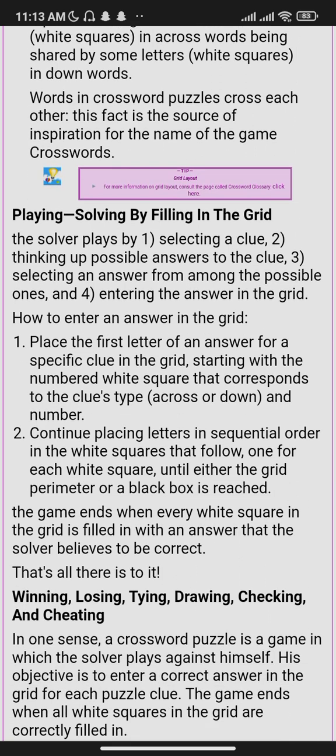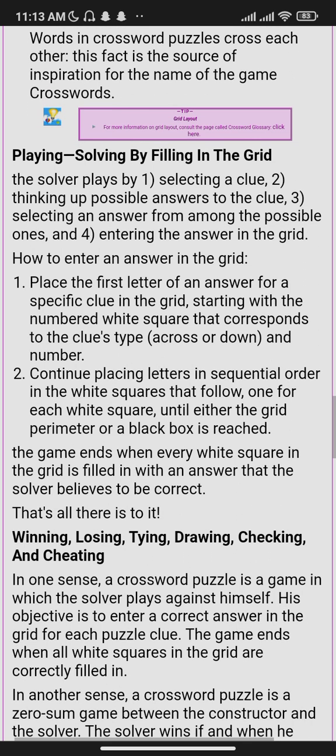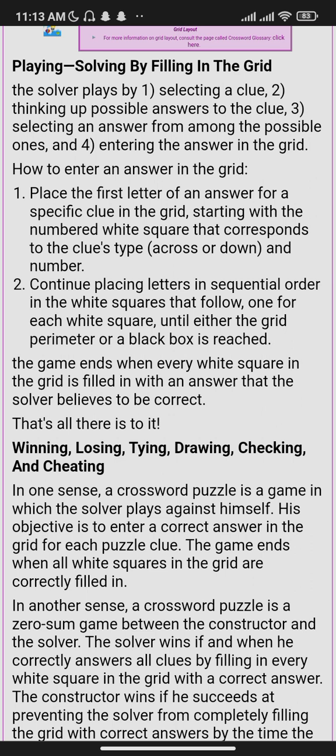The solver plays by reading the clues, thinking up possible answers to the clues, selecting the answer from among the possible ones, and entering the answer in the grid. How to enter the answer? Place the first letter of the answer from the specific clue in the grid, starting with the numbered white square that corresponds to the clue type and number. Continue placing letters in sequential order in the white squares that follow, one for each white square, until either the grid perimeter or a black box is reached.